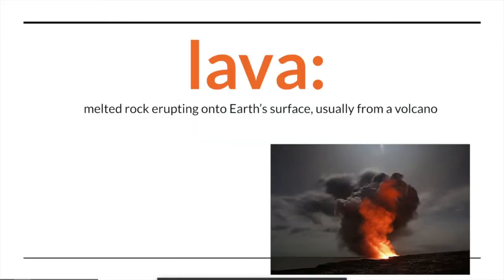And our last word is lava. Lava is the melted rock that erupts onto the Earth's surface, usually from a volcano. So magma and lava are very similar. Magma is on the inside, and when it erupts, it's called lava.